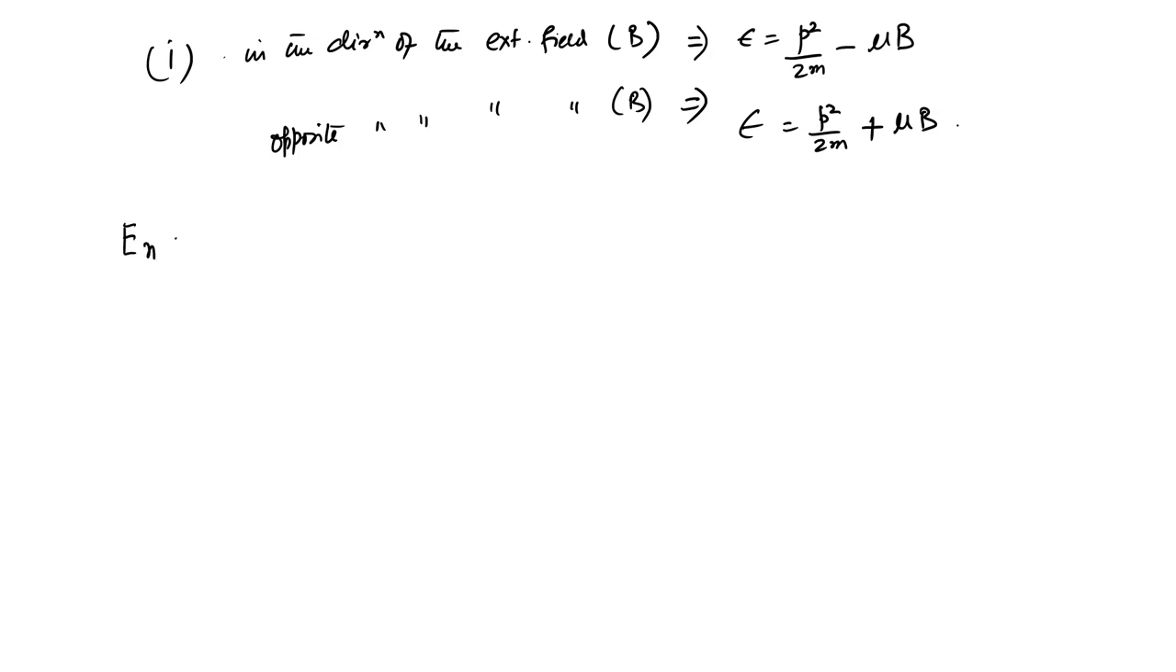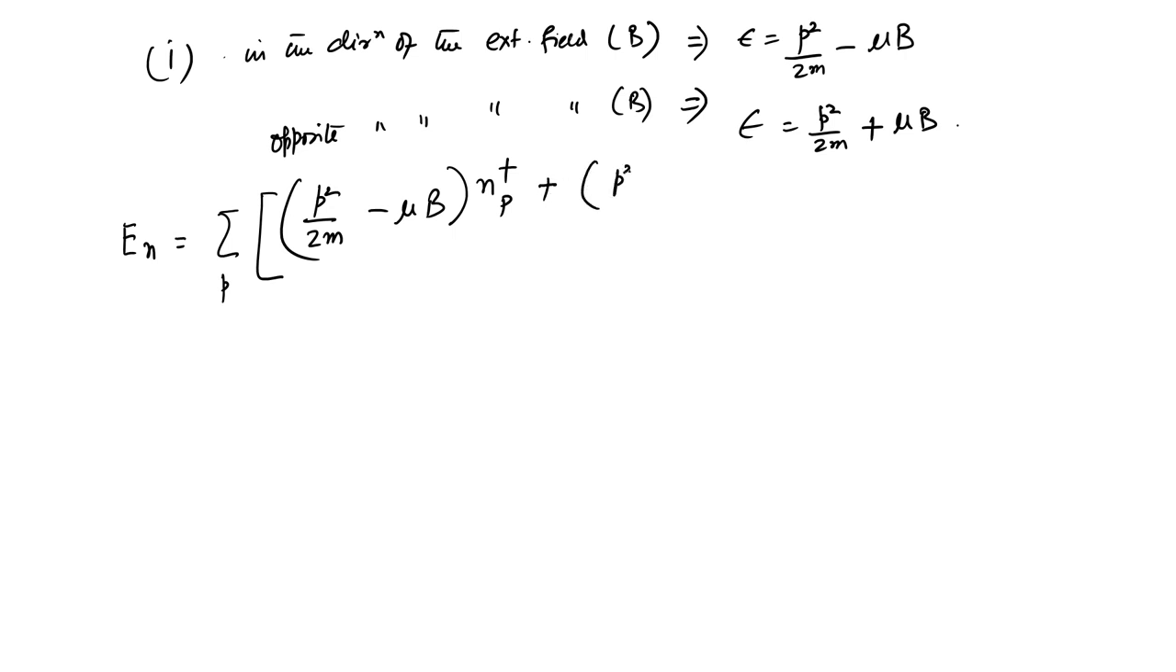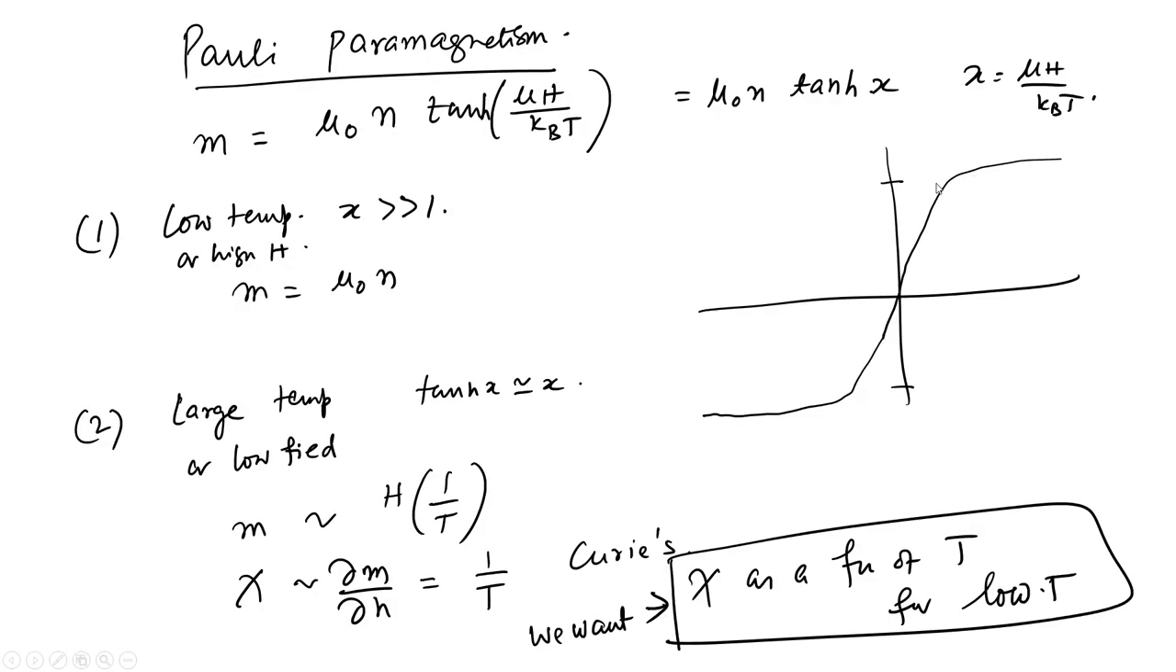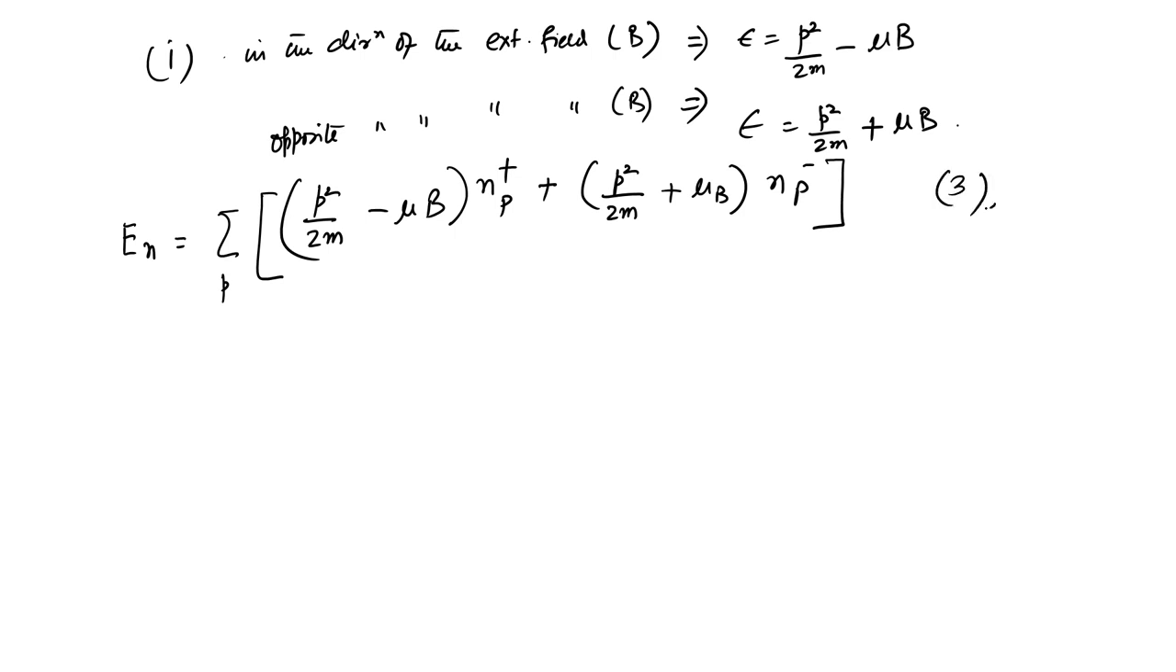So the energy of N such systems is a sum over momentum of P squared over 2m minus mu B times n_p plus, and I will tell you what n_p plus is, plus P squared by 2m plus mu B times n_p minus. Let's call this some equation. Let's start defining these equations from the beginning: equation 1, maybe this as equation 2, and this as equation 3.